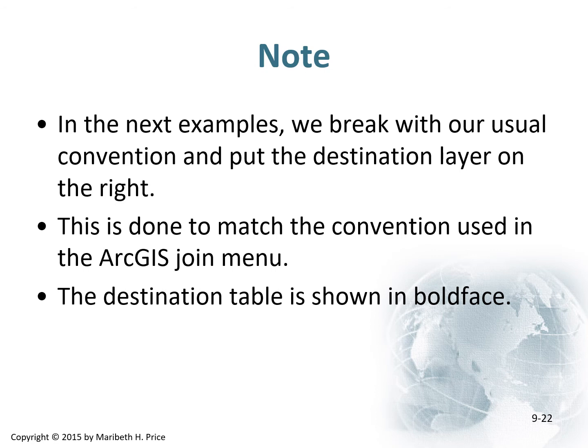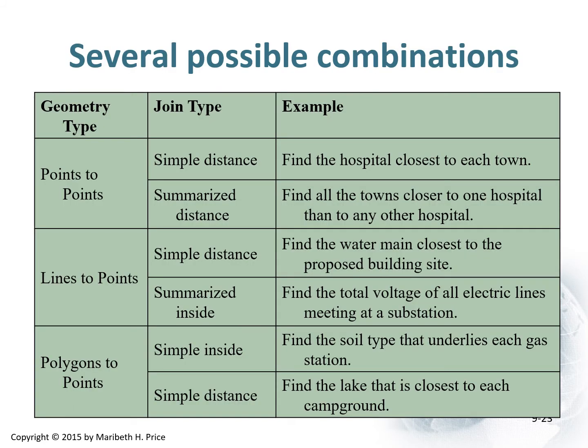Now in the next example, this is one that irritates me. They're going to break with their traditional destination on the right, and they do this to match some kind of thing in the ArcGIS join menu. The destination table is shown in boldface. So points to lines, lines to points, polygons to points. You see the simple, the distance, the summarized, and all that kind of stuff, and then it gives you some examples. You can go over this if you're confused or after you've spent some time listening to the lecture, reading the chapter, doing the exercises. It's always a good time to come back, particularly for a slide like this, and go, oh yeah, now I understand.